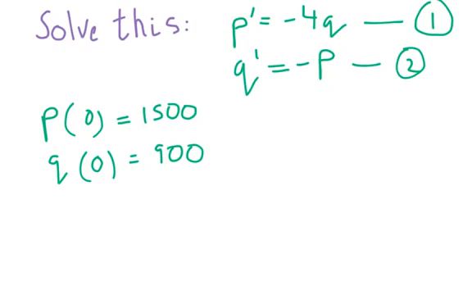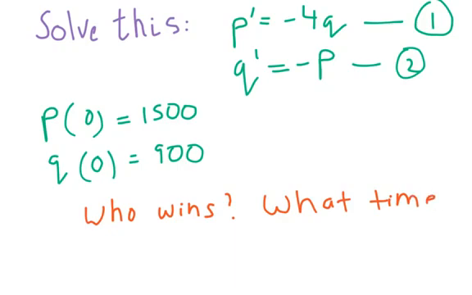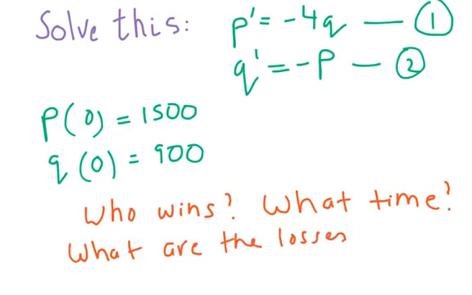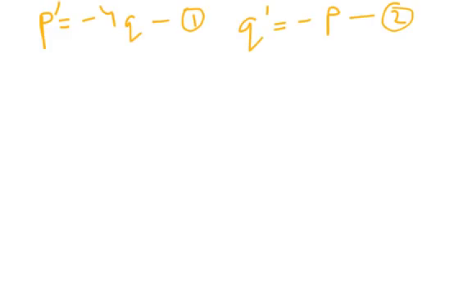So we have a sum over here. P dash is equal to minus 4q and q dash is equal to minus p. The initial conditions are P of 0 is equal to 1500, which means the number of soldiers at time t equal to 0 is 1500, and in the Q army the number of soldiers is 900. What we have to find out is who wins, in what time, and what are the losses. So let's see. Let's look at the first equation first.